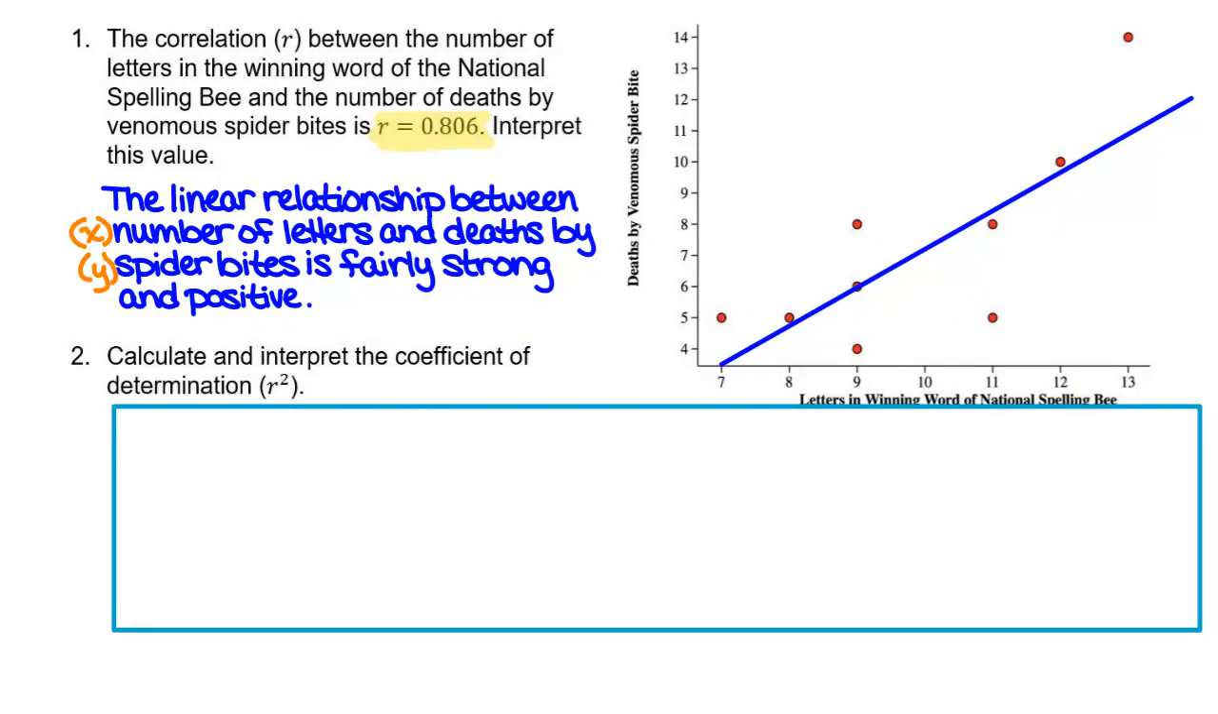Number 2 says to calculate and interpret the coefficient of determination, R squared. They didn't tell us R squared. How are we going to find it? It says to calculate it. Square R. Take 0.806 and square it on your calculator. What do you get when you do that?